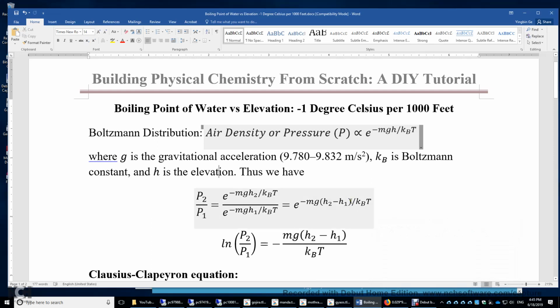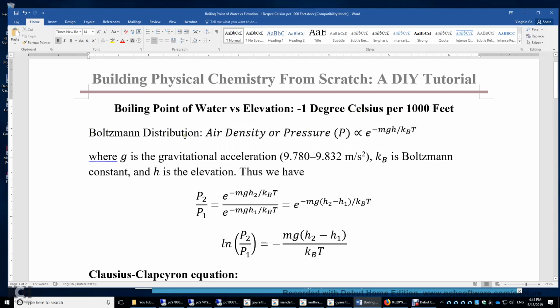In this video, we will compute how the boiling point of water depends on the elevation above sea level. Roughly, it's -1 degree Celsius per 1,000 feet above sea level. Therefore, at an elevation of 1,000 feet, the boiling point of water is 99 degrees Celsius. At an elevation of 10,000 feet, the boiling point of water is 90 degrees Celsius.